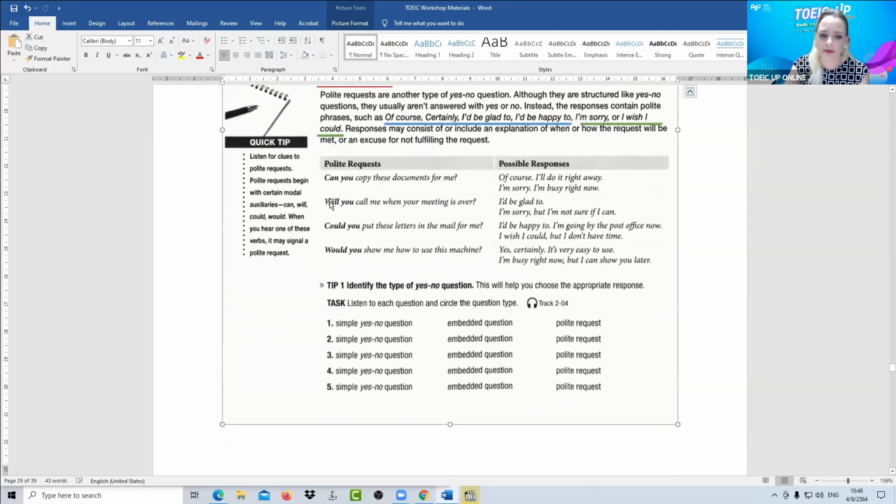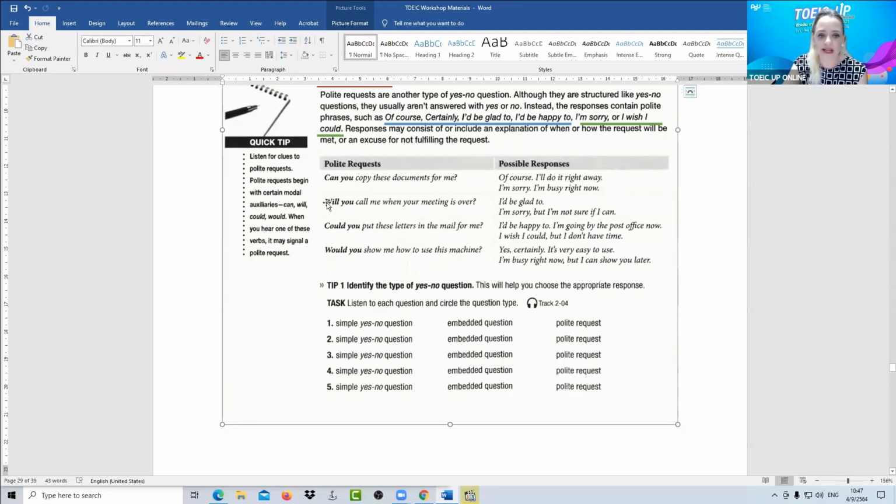So here are some examples. Can you copy these documents for me? Of course. And then they add some extra: I'll do it right away. So it's an explanation of when they will do it. I'm sorry, I'm busy right now. So I'm sorry means no. The excuse is that the person is busy.